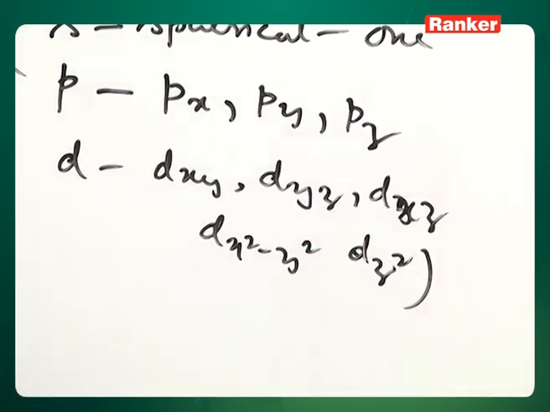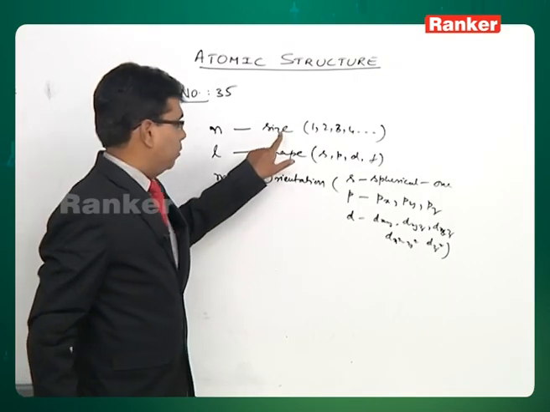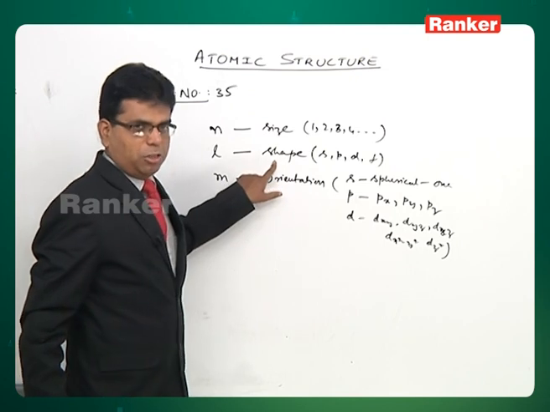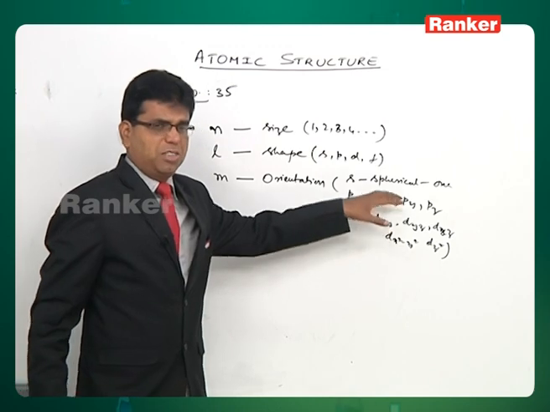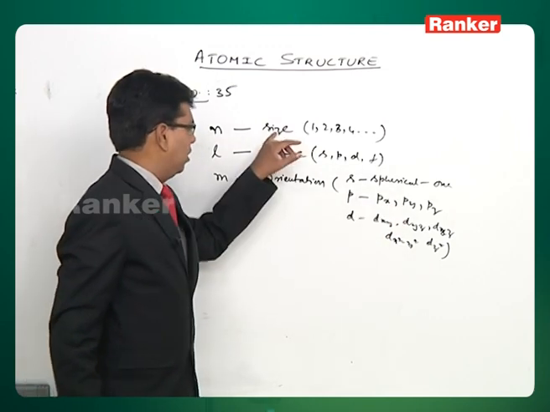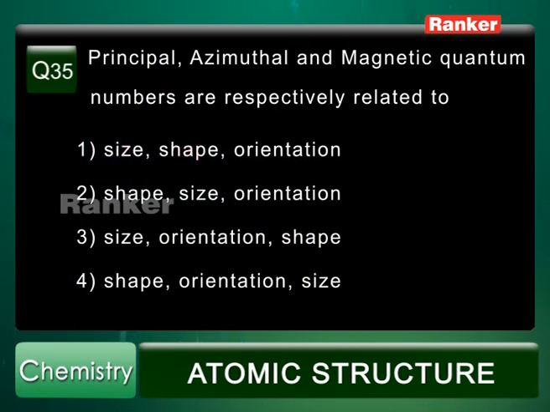These are the orientations. So n relates to size, that's the principal quantum number. l relates to shape, that is SPDF. m is the orientation around the nucleus, at what different orientations. So they are related to size, shape and orientation. So the correct answer is option 1.